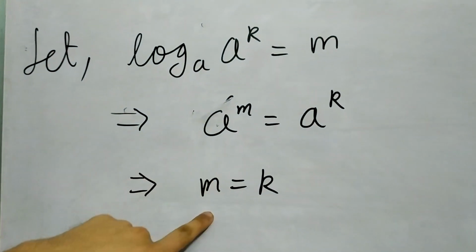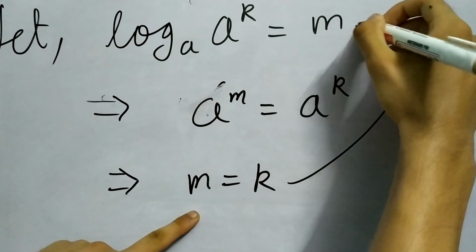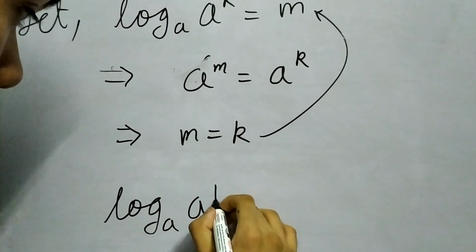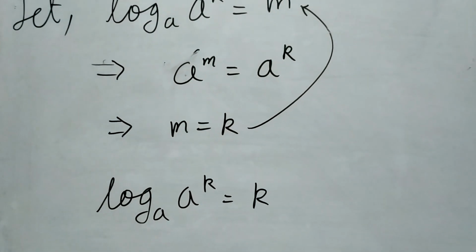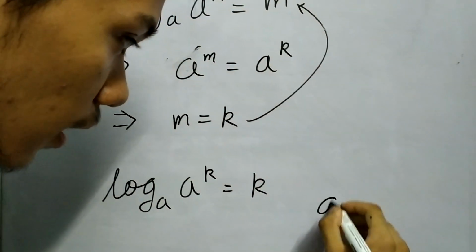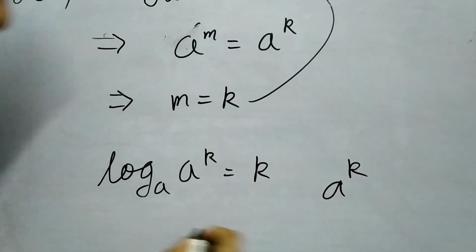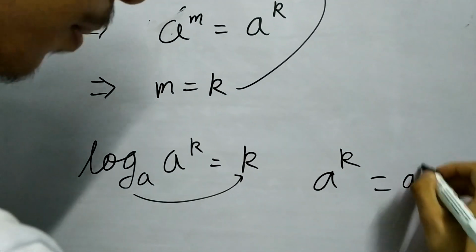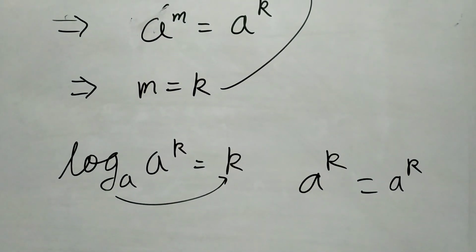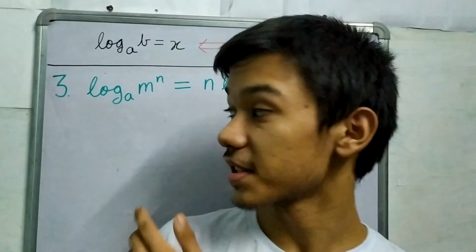And you just put m equal to k in this part, you get log base a of a to the k is equal to k. And it also is very obvious because you raise a to some power k, you'll always get a to the power k. It's that obvious. Now moving on to the third property, now this is a very important one.